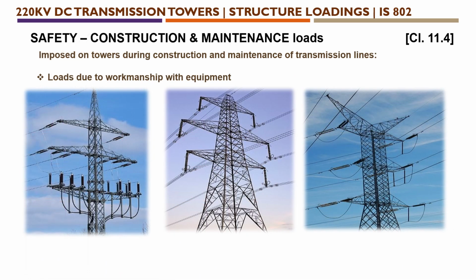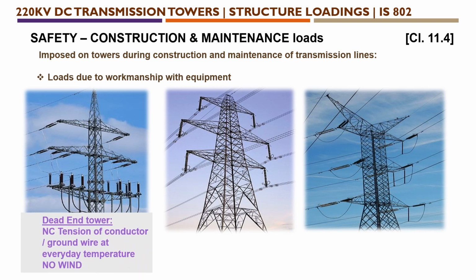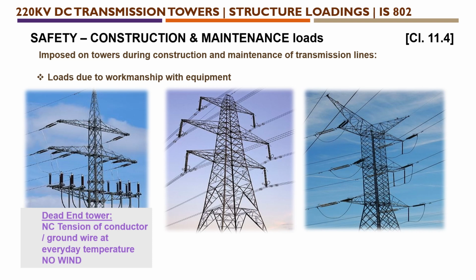Next is safety and construction, or construction and maintenance loads. This is imposed on towers during construction and maintenance of transmission lines. Loads due to workmanship with equipment are to be considered, and tension loads which are applied for testing are to be considered. You can see there are three pictures. On the left hand side it is a dead end tower, in the middle it is a suspension tower, and on the right it is an angle tower or tension tower.